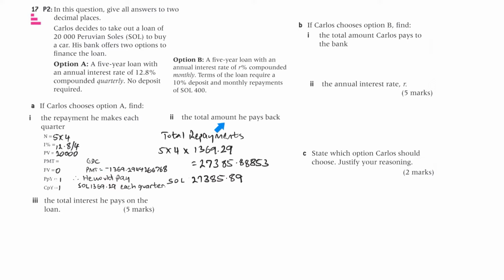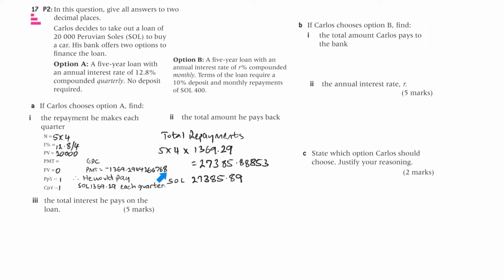Let's have a look at number 2, the total amount he pays back. Well, the total repayments will be 5 years, and there's 4 quarters, and this was the quarterly payment, 1369.29. That gives 27,385.80. Now, I did this calculation here for accuracy. I went back and I made sure that I put in all these extra numbers as well.